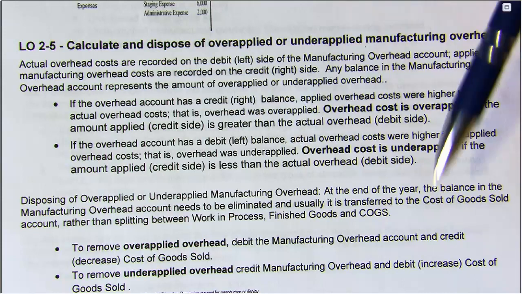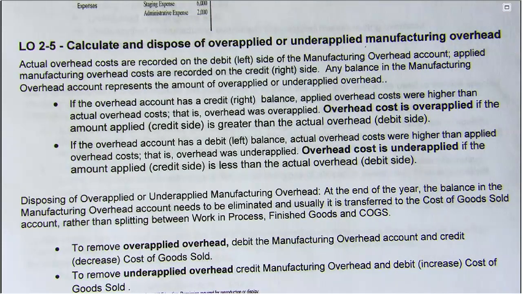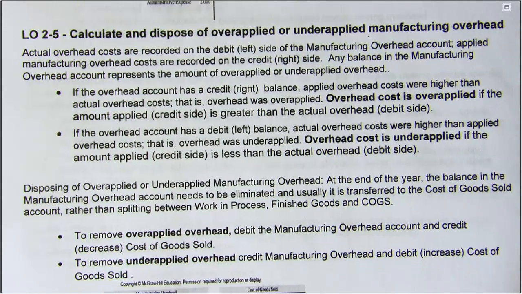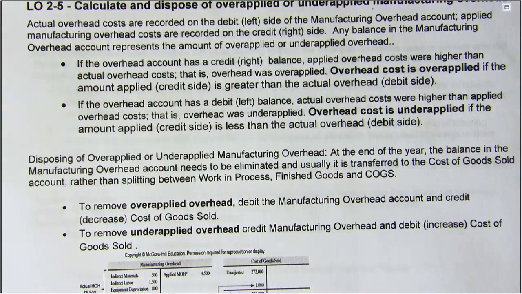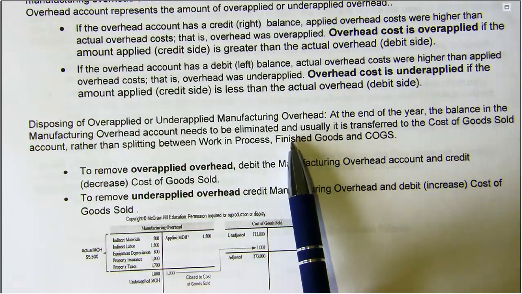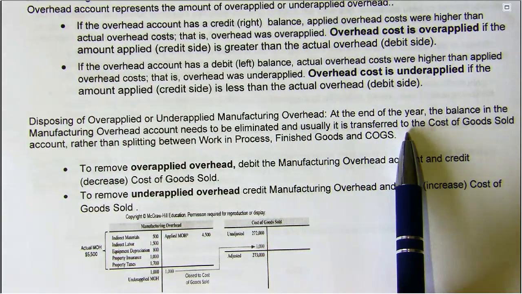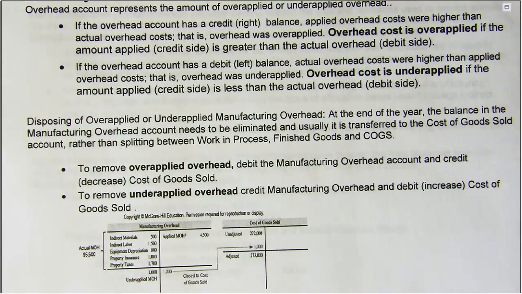Now this account, manufacturing overhead, we said was a temporary account. At the end of the accounting year, we have to dispose of the over or underapplied manufacturing overhead. So at the end of the year, the balance in the manufacturing overhead account needs to be eliminated, and most often it's transferred to the cost of goods sold account. And that's what we're going to do in this chapter.